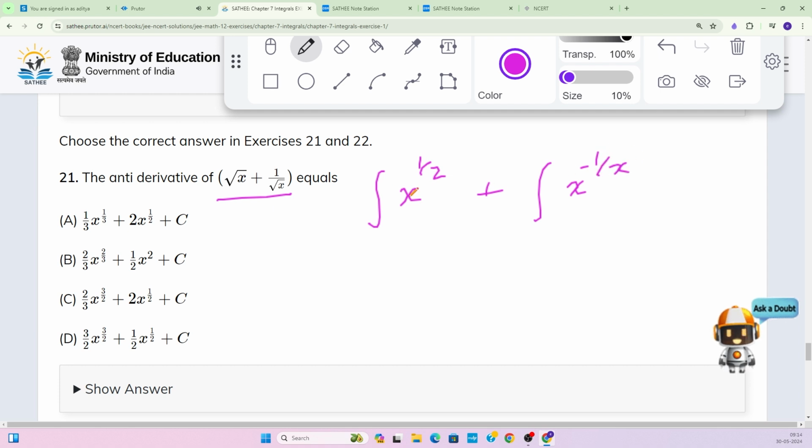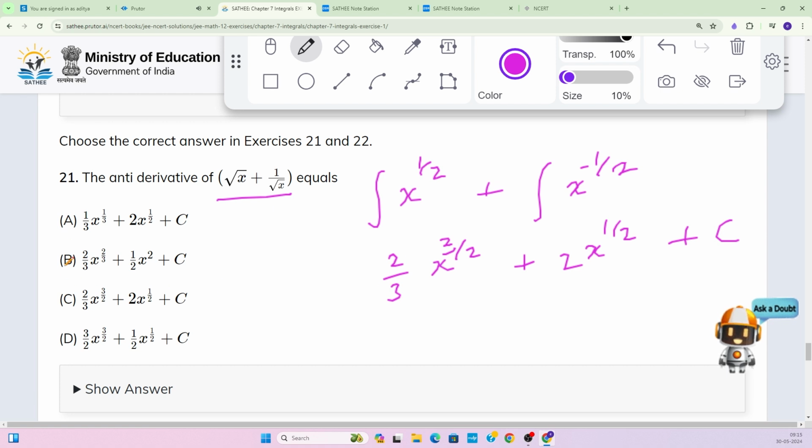Okay, now this will be what? X power 3 by 2, yes, like this form. And this will be what? So it will be just 2, as you can see. So we are adding 1, this means half, this means 2 here, okay, plus some constant. So you will be having this as your result.